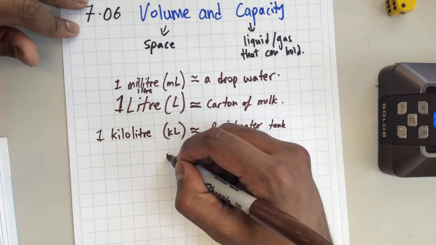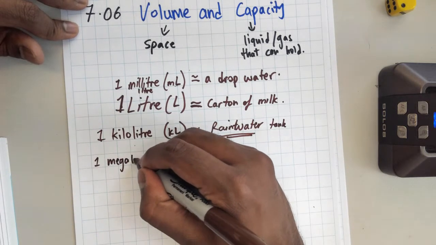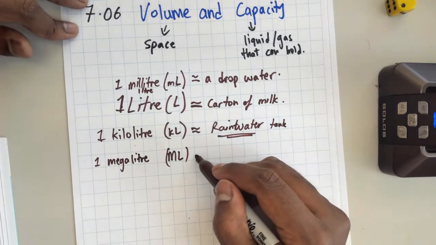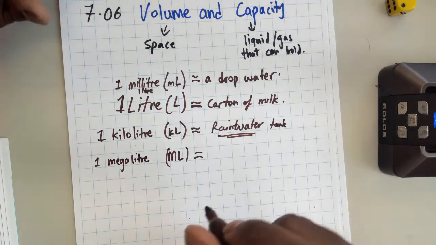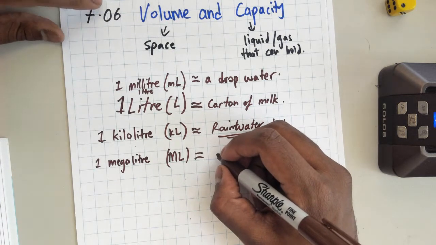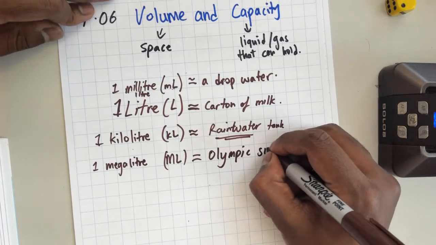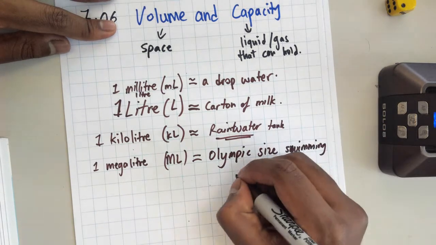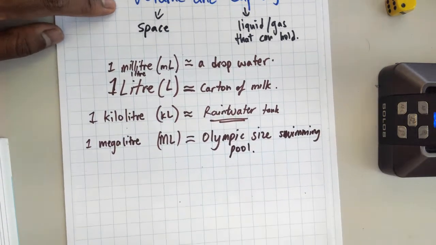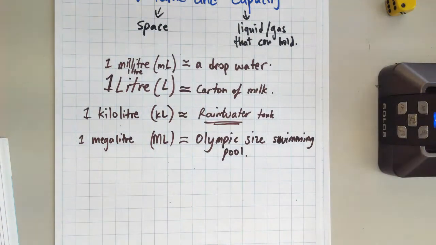And then we got the megaliter. So we're going to use a big M and then an L. 1 megaliter, that's about a million liters. A real life, I think to hold a million liters would be probably a swimming pool. We'll just call it an Olympic size swimming pool. Alright, so now you have an idea of how much water each of these units represent.